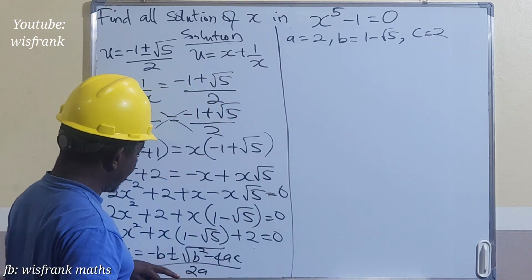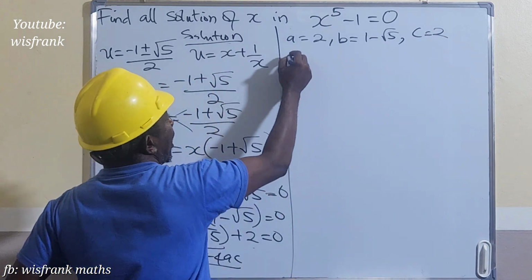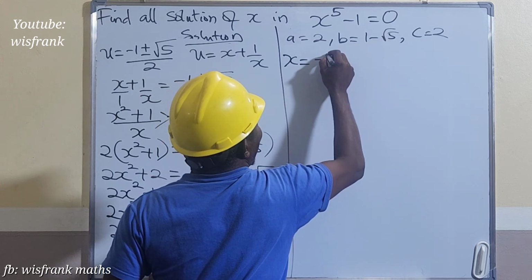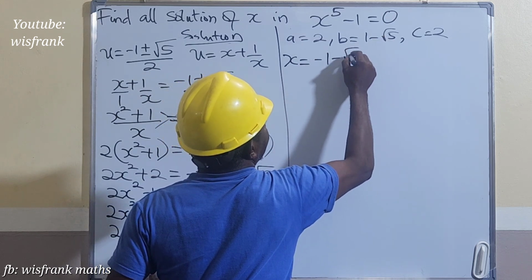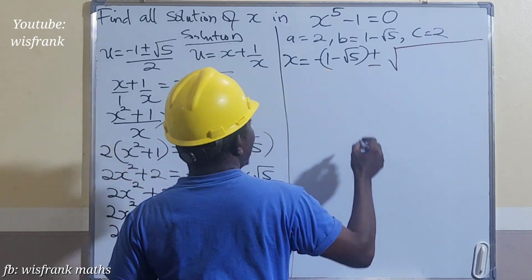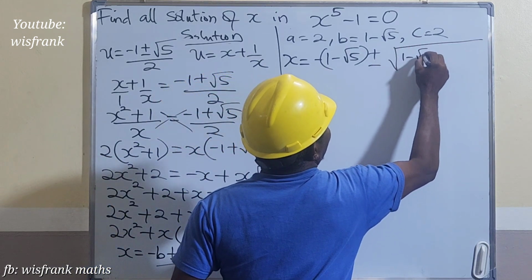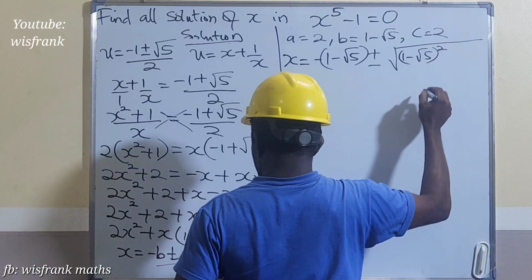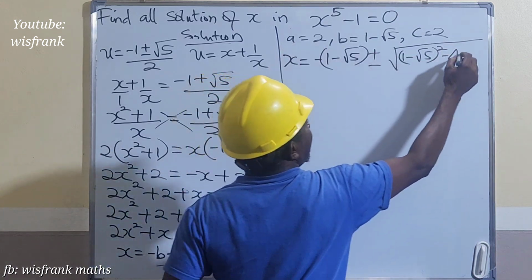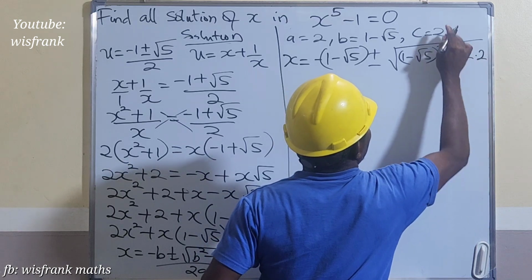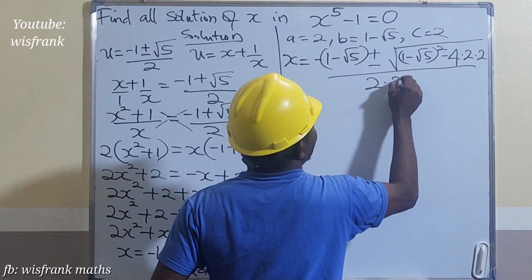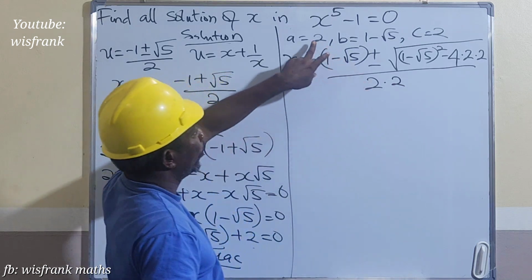So substituting those parameters into where we have this, our x equals minus b. Our minus b is minus of 1 minus root 5. Then we have plus or minus the square root of our b squared, which is 1 minus root 5 all to the power of 2, then minus 4 times a. Our a is 2. Then times 2. Our c is 2. All over 2 times 2, which is 2 for a.